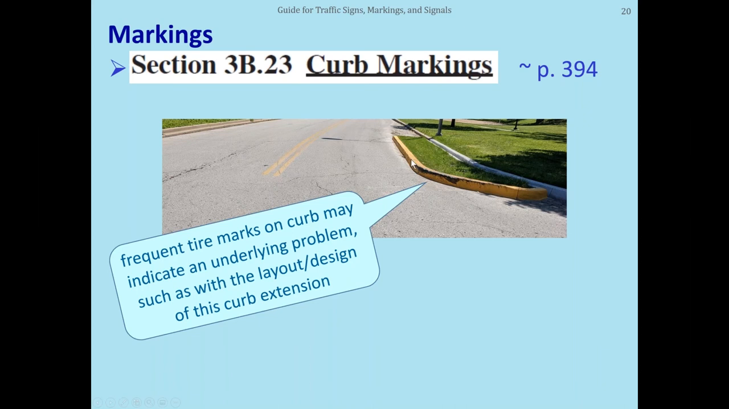If you find that your curb has frequent tire marks on it, you may have a problem with more than just painting the curb. You may have a roadway design problem. It may be not that you haven't painted the curb enough, but that the curb was actually put in a poor location. And this situation may not be solved with curb painting. You may need to reconstruct the curb so it's not getting hit.